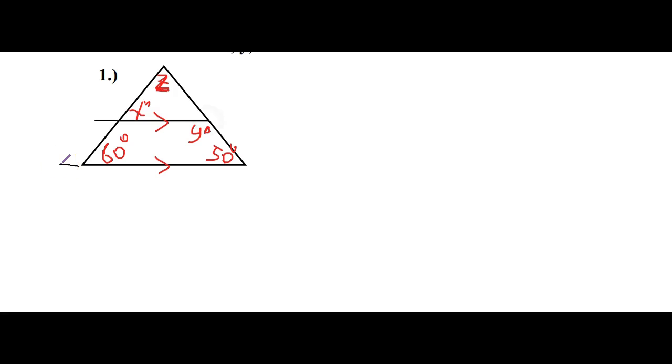So we can see that this angle and this angle here, 60, will be corresponding to angle x. So therefore, x is equal to 60 degrees. By what reason? Corresponding angles. Okay, that one was quick and easy. So we don't even have to solve anything. X is equal to 60, corresponding angle.